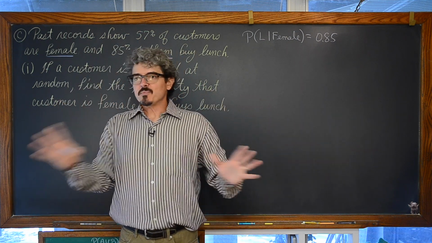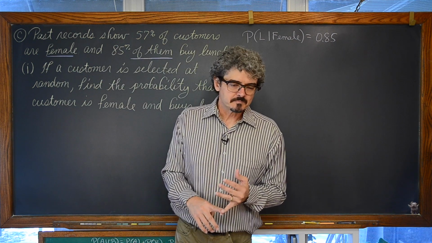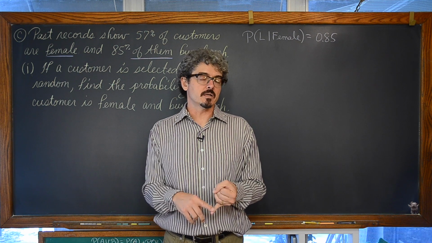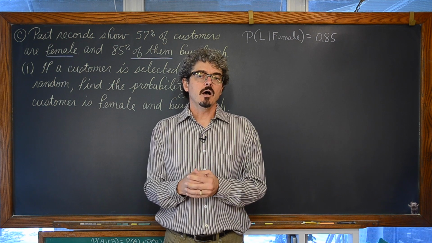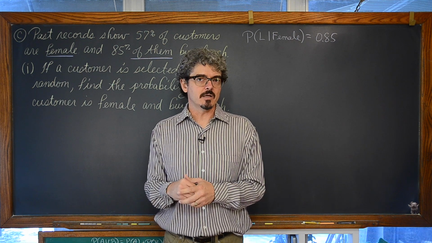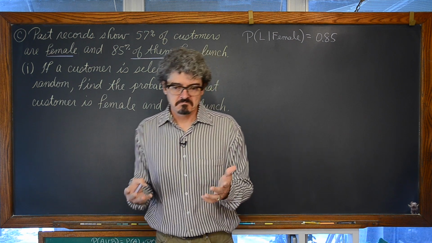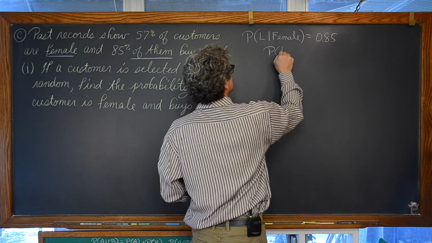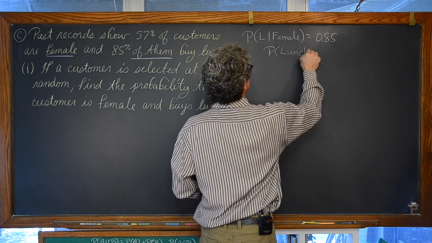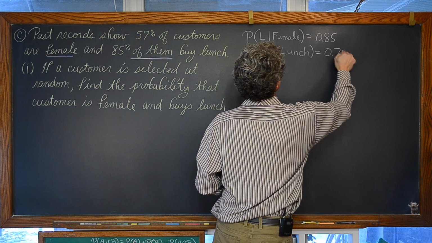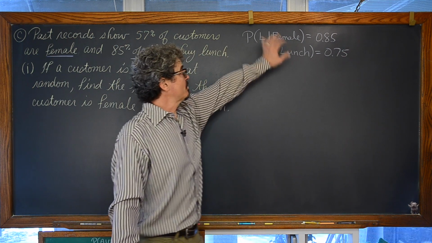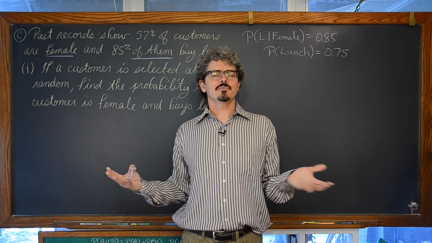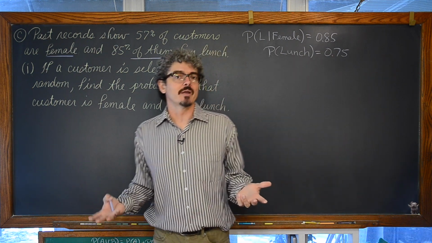Let me just stop this for a second and ask you, is the event of a customer buying lunch independent of that customer being female? The probability of someone buying lunch, we were told, was 0.75. The probability of someone buying lunch given that they're female is 0.85. Now you might snap and go, well, of course, you buying lunch or not has nothing to do with whether you're male or female.